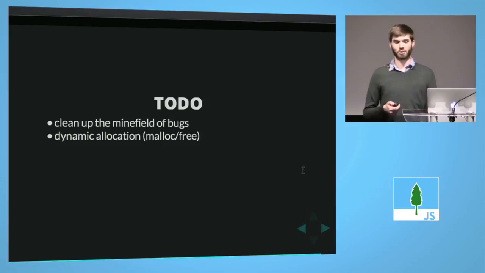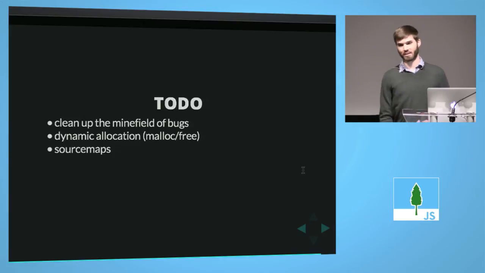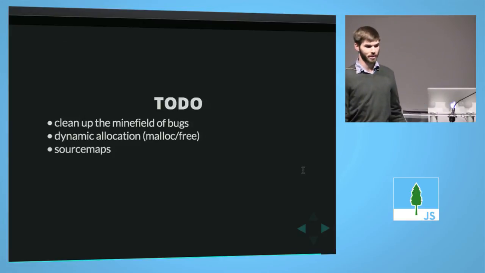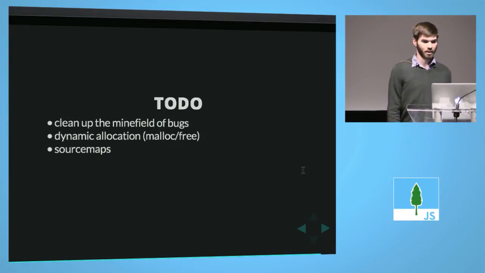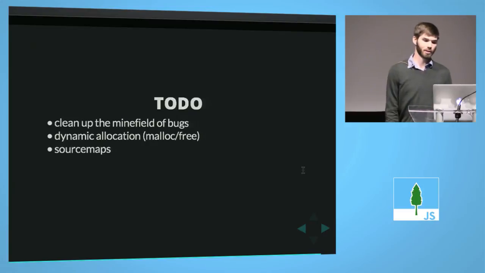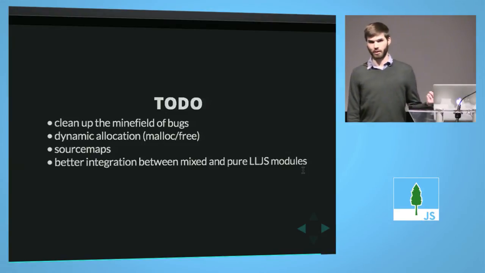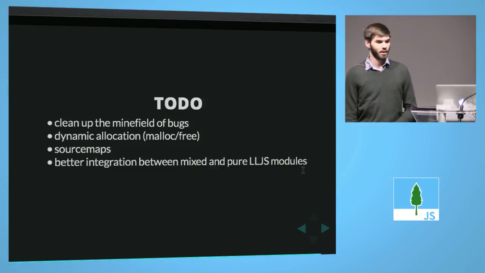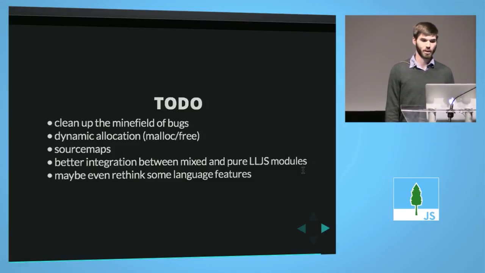If you try to use this, you'll probably blow your arm off. Dynamic allocation is something I haven't done yet. It was in the original LLJS, but I haven't ported it into the asm.js version. So you should be able to say new point and then use that point, but you can't do that yet. Source maps are an obvious thing, so then you could step through in the browser. Much better integration between the mixed and pure LLJS modes would be really interesting, and probably rethinking some of the language features too.